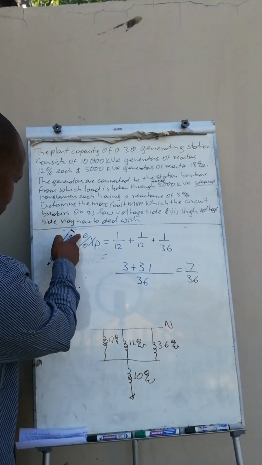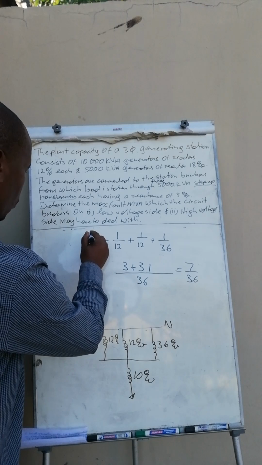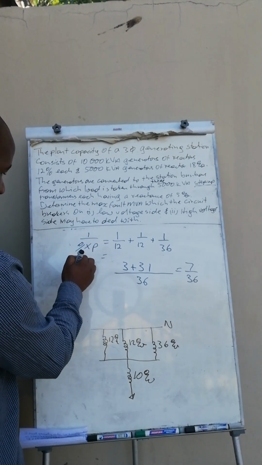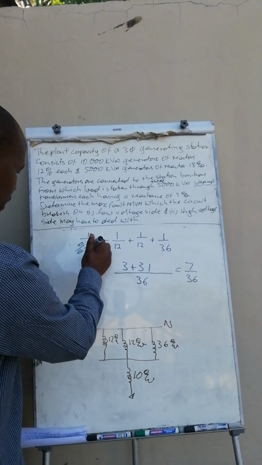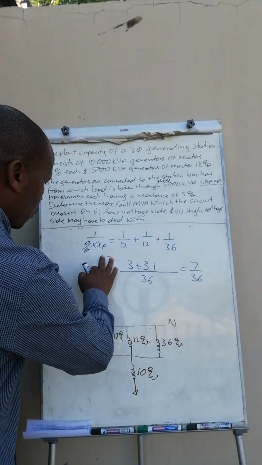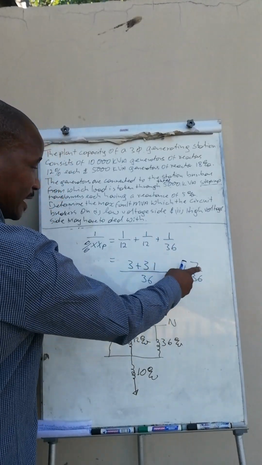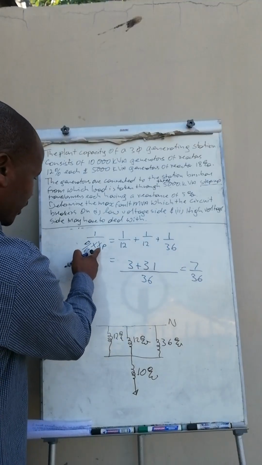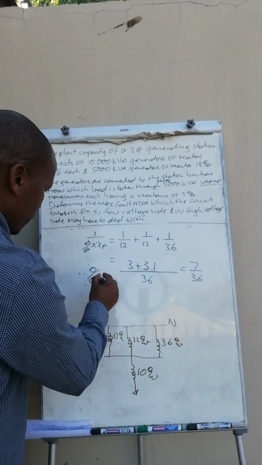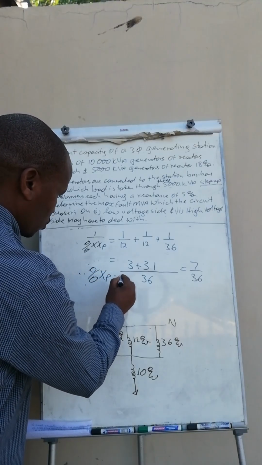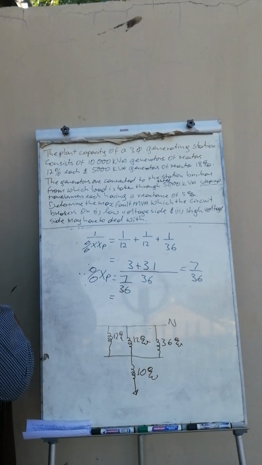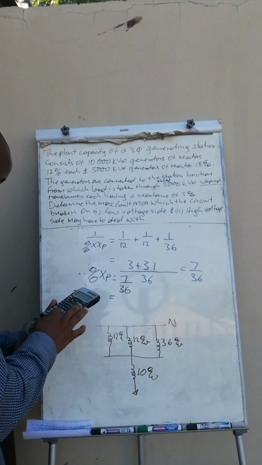Therefore, remember, this should actually be 1 over the percentage X parallel reactance. But now you have to swap it such that this one should also go on top. 1 over X parallel is 7 over 36. Therefore, percentage X parallel is equal to 7 over 36, which is equal to 7 divided by 36.